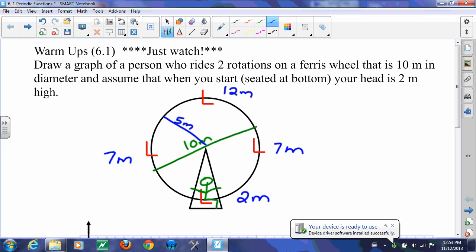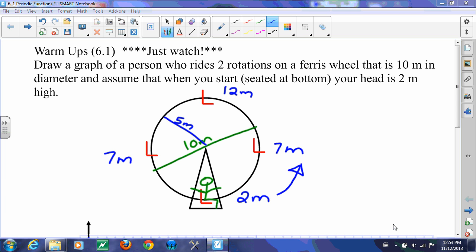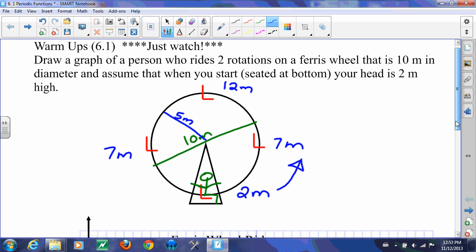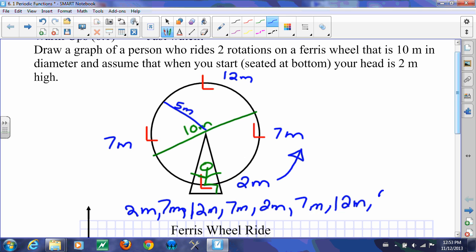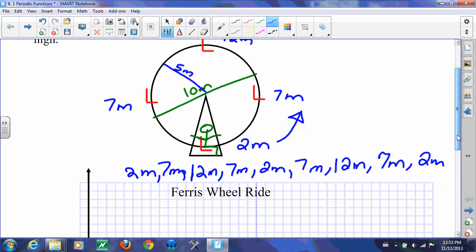So we're going this way, which is counterclockwise, and we start at 2 meters. The trend is we start at 2 meters, then travel to 7 meters, then get to 12 meters. Then we start coming back down to 7 meters, then we're at 2 meters again. That's one complete rotation, but we keep going: 7 meters again, back up to 12 meters, back down to 7 meters, and finally we end at 2 meters. Just envision yourself on that Ferris wheel ride.